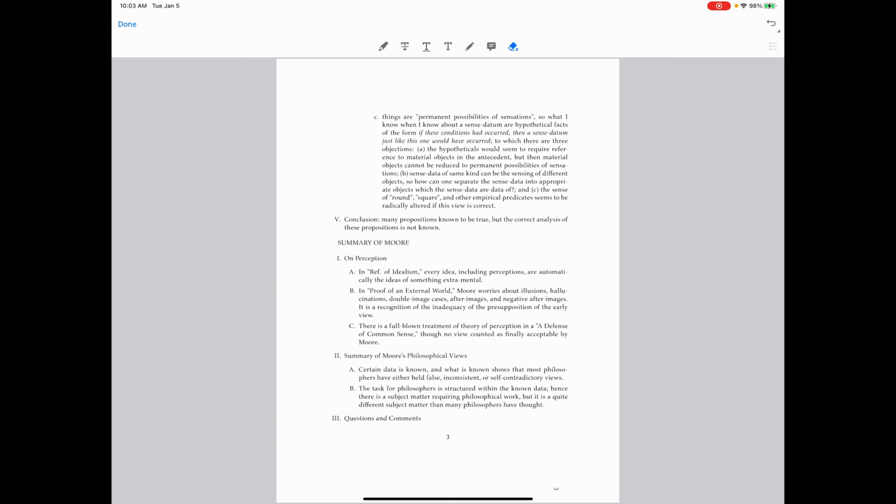So here's some summary remarks about Moore. In The Refutation of Idealism, every idea, including perceptions, are automatically the ideas of something extramental. In Proof of an External World, Moore is worrying a bit more about illusions, hallucinations, double image cases, after images, negative after images. It's a recognition of the inadequacy of the presupposition of his early view. We get this issue addressed more directly in A Defense of Common Sense, but what we get is Morean uncertainty. He doesn't know what to make of the problem of perception.